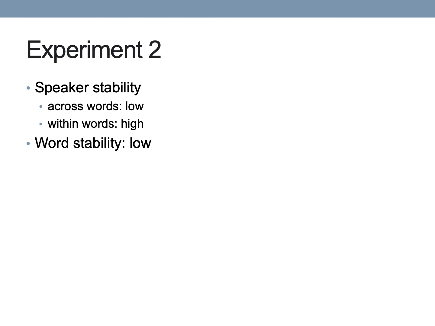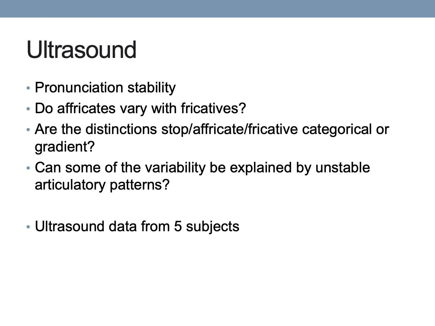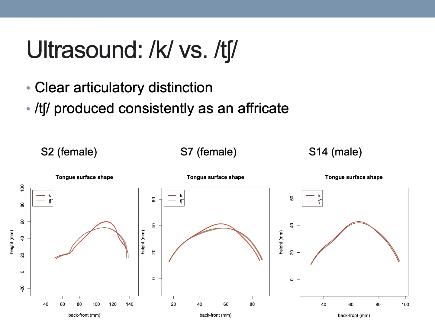tokens of each word. The final part of our study involved examining the ultrasound data to find out whether some of the variability can be explained by unstable articulatory patterns. We have so far analyzed ultrasound data from 5 subjects, 4 females and 1 male. The figures present dynamic plots of tongue surface shape for the 3 out of the 5 subjects who produced both the affricate and the stop variant. Against our predictions, none used the fricative variant. In the 3 subjects, there appears to be a clear articulatory distinction between the 2 variants, and the articulations do not vary significantly within speakers.